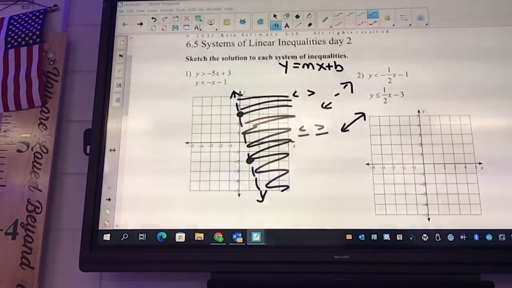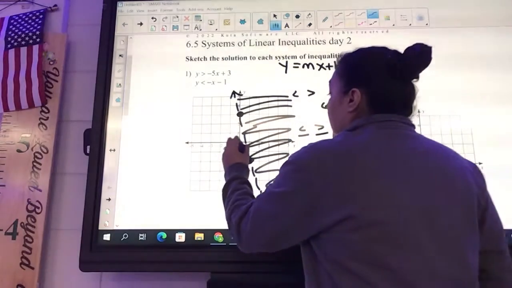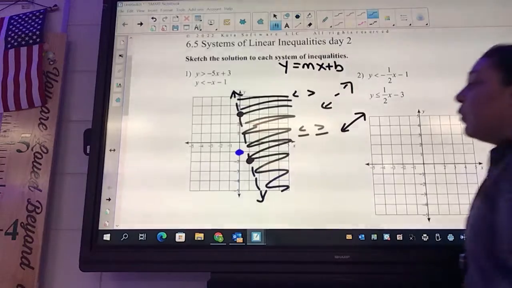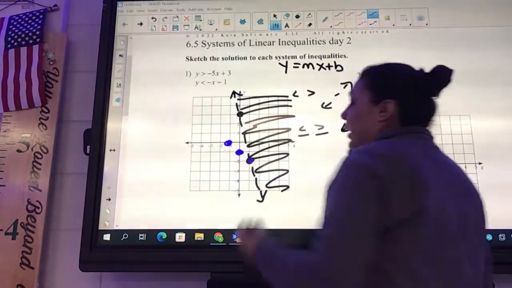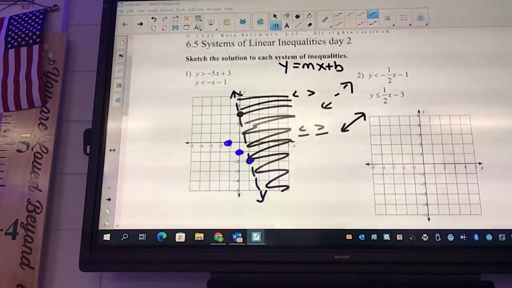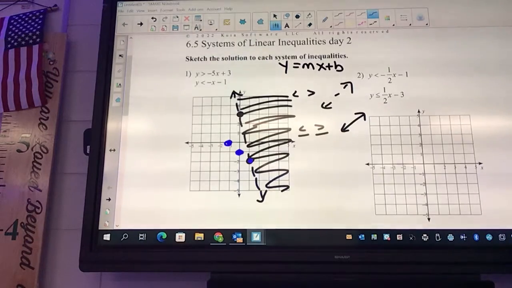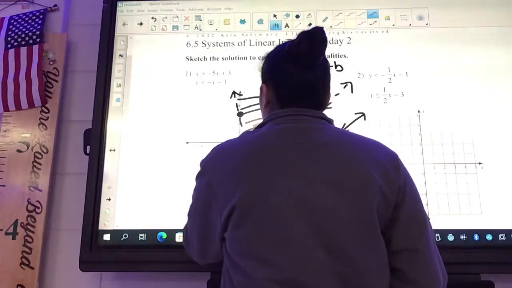Okay, line 2 starts at what? -1. Our slope is what? -1/1. So we're going to go up 1/1, or you can go down 1/1. Once you see that connection point, then you can go ahead and do your graph. Should that be a solid or dotted line? Dotted line. So make your dotted line.